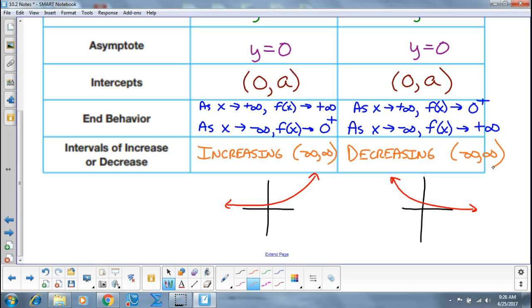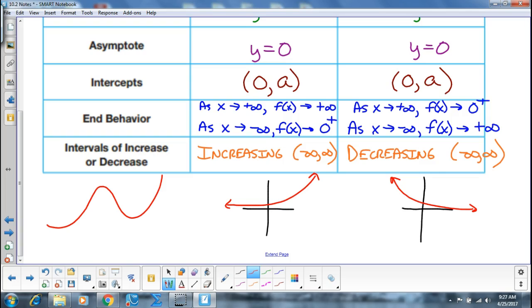Increasing or decreasing, you work left to right. If the function's going up, it's increasing. If the function's going down, it's decreasing. Can you explain why they're the same? With the infinity stuff. On the left one, it's always increasing, so it will always grow. As you work left to right, it's always getting bigger. On the other one, it's always getting smaller as you work left to right. They don't change, meaning they don't go increasing, decreasing, increasing. They're always increasing or they're always decreasing. So that's why the intervals are the same.